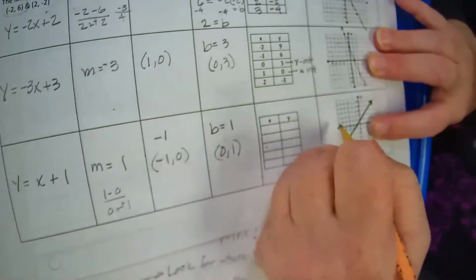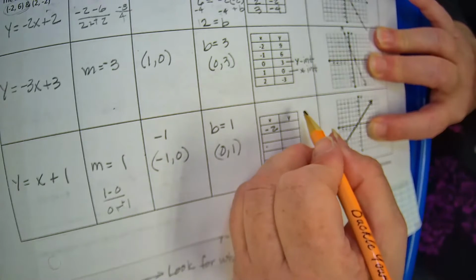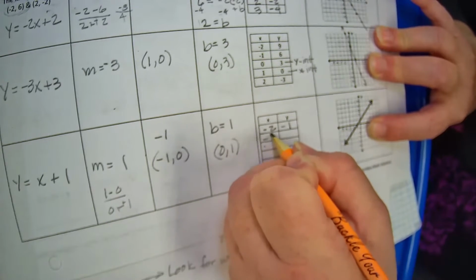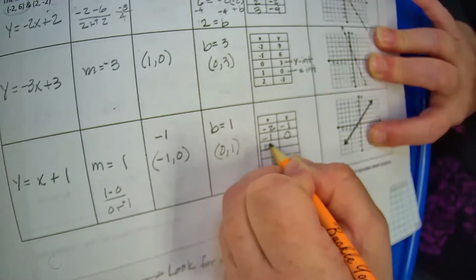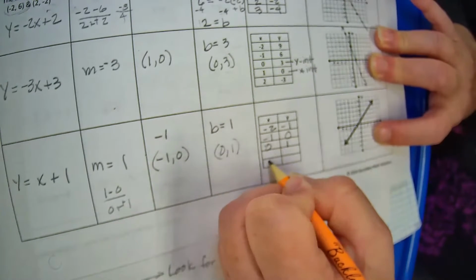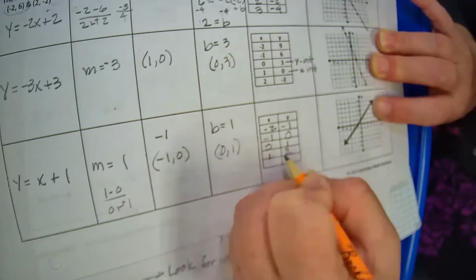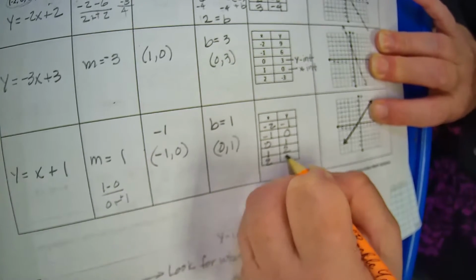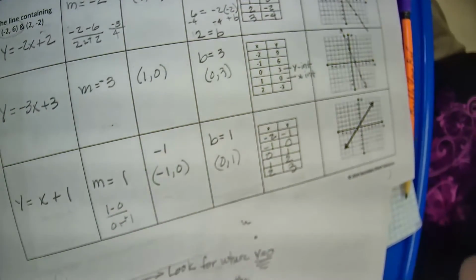And then for the table, -2, -1, -1, 0, 0, 1, 1, 2, and 2, 3. You can pull any of the points you want off there. Any questions? Okay. Now, so put that in your homework/classwork.